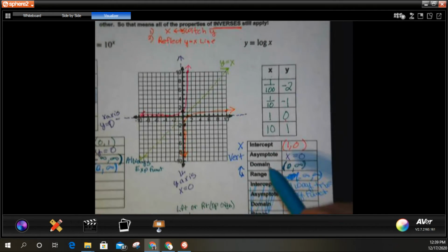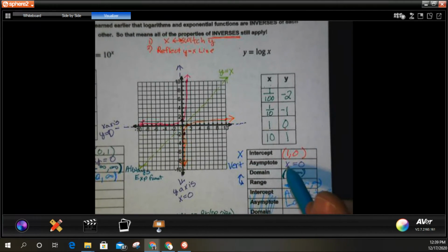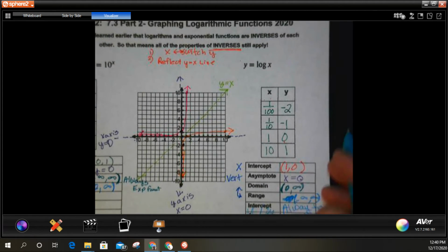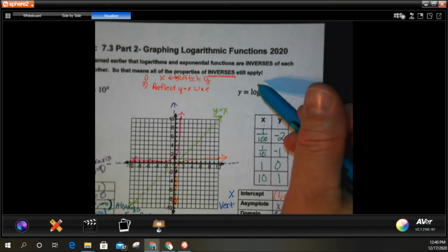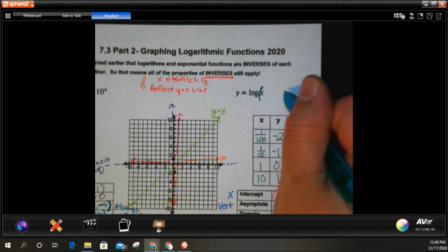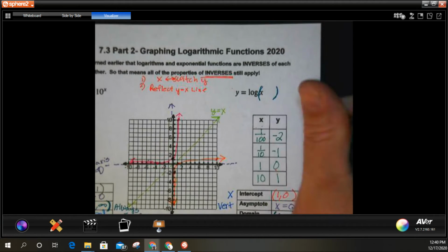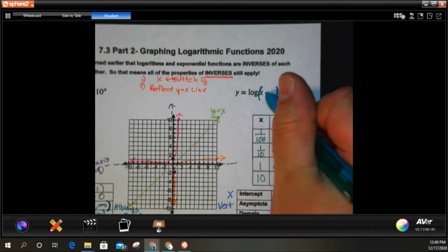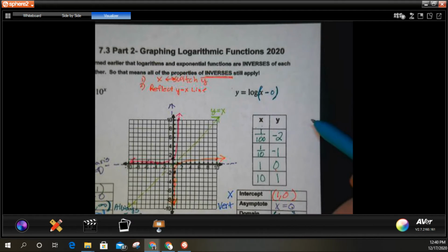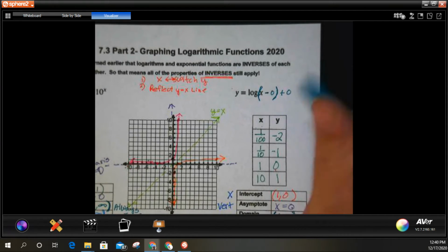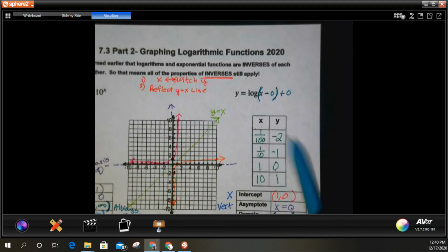Okay. Well, if I go back and look at the parent function here, if I put parentheses here, what am I actually adding or subtracting from x? Well, since there's nothing there, it's a -0. And then my k would be +0 because there isn't one there. So that's how I got my vertical asymptote, x equals 0. It's actually my h.